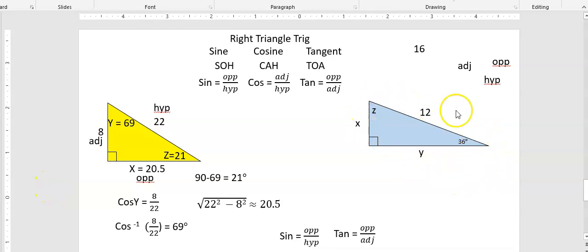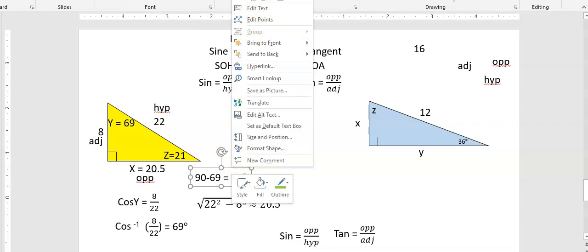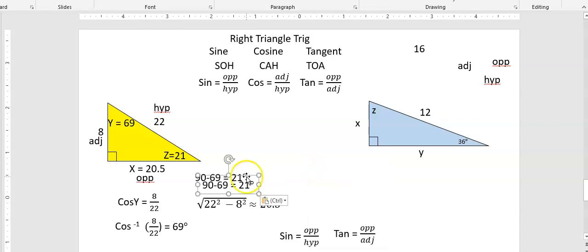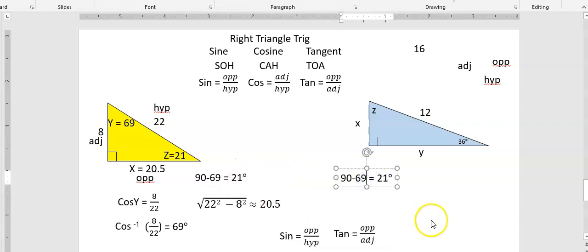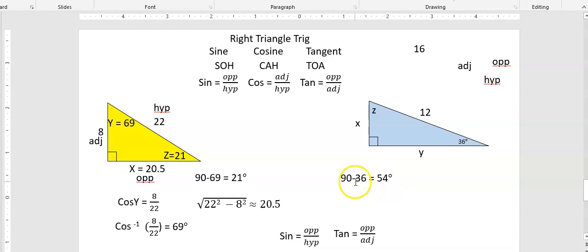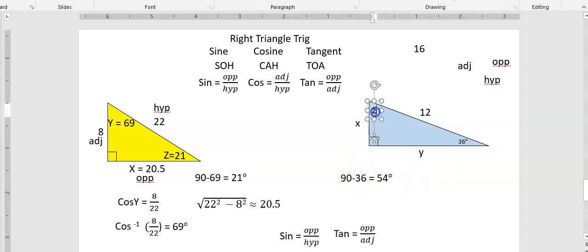Now let's look at this problem. This time we know one of the angles. So I can find Z very simply by taking the same method I did over here. So I'm going to copy this and paste it and just change it to 90 minus 36, which would be 64. 54, excuse me, 54. 4 and 6 is 10, 5, 6, 7, 8, 9. Okay, just want to make sure I did that right. So Z is 54.